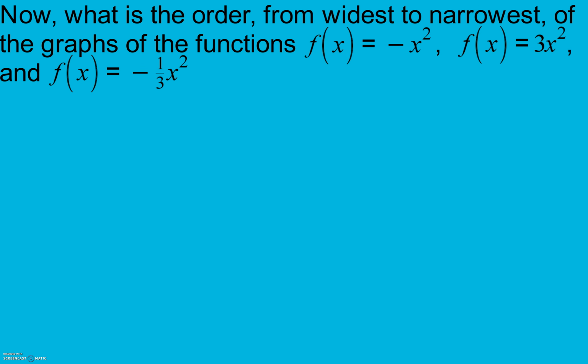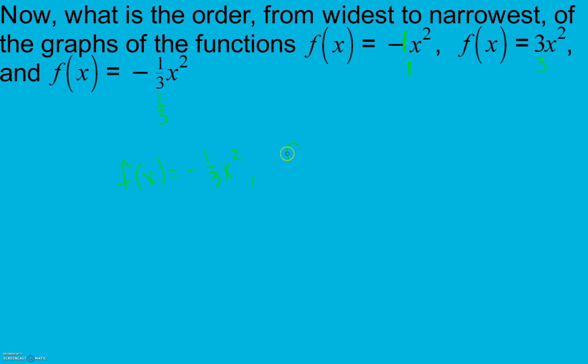So here, what is the order from widest to narrowest of the graphs of the function f of x equals negative x squared, f of x equals 3x squared, and f of x equals negative 1/3 x squared? So here, guys, again, we're just looking at the number parts, not the signs for our a value. So I know it's a negative 1/3 here, but we're looking at just the 1/3. Here, remember there's a 1 there, and we're just looking at that, not the negative. This tells us those will be sad faces, but we don't worry about that right now as far as wide and narrow. So our widest is going to be our smallest value, the 1/3.